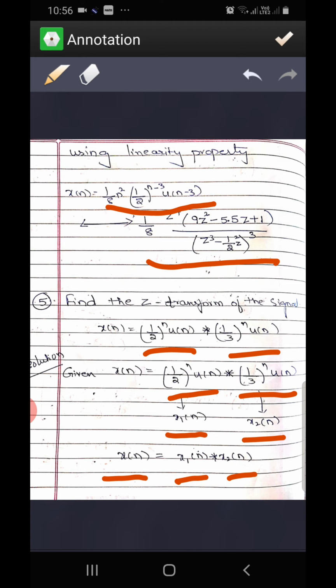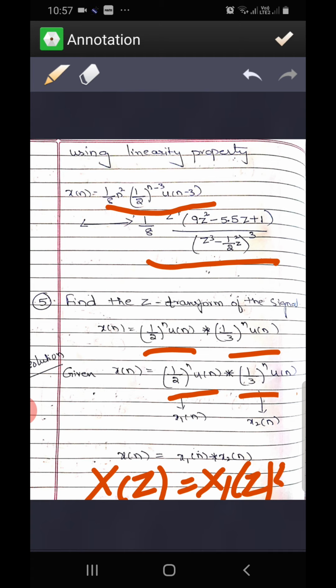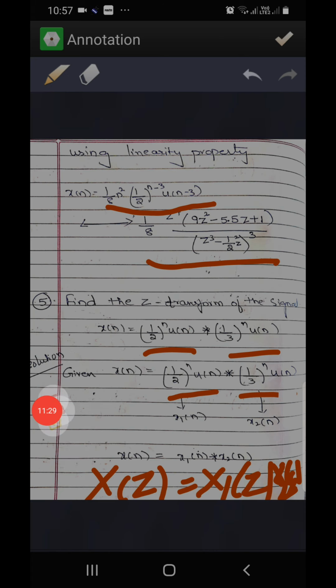In the z transform, what happens? If you apply the z transform, X of z is equal to X1 of z into X2 of z, because convolution in the time domain becomes multiplication in the frequency domain. That's why x of n's z transform is X of z, x1 of n's z transform is X1 of z, and x2 of n's z transform will be X2 of z.